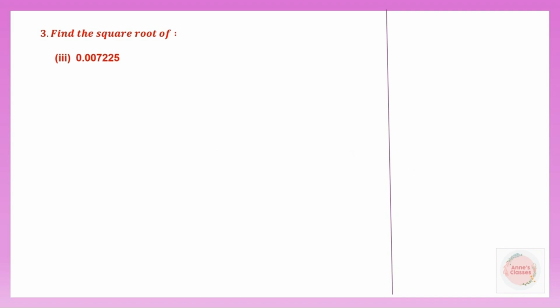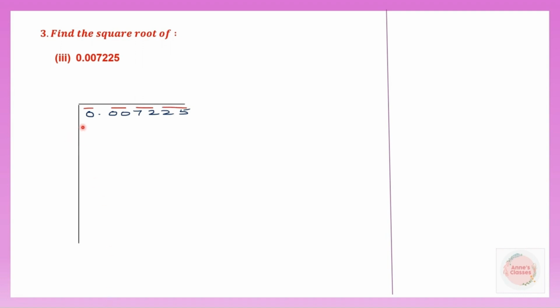Question 3. So let's begin this question. Let's find the square root of this number. So we have 0.007225. So let's begin by pairing the numbers. So the decimal part we pair from left to right. So here we have one pair and one pair.